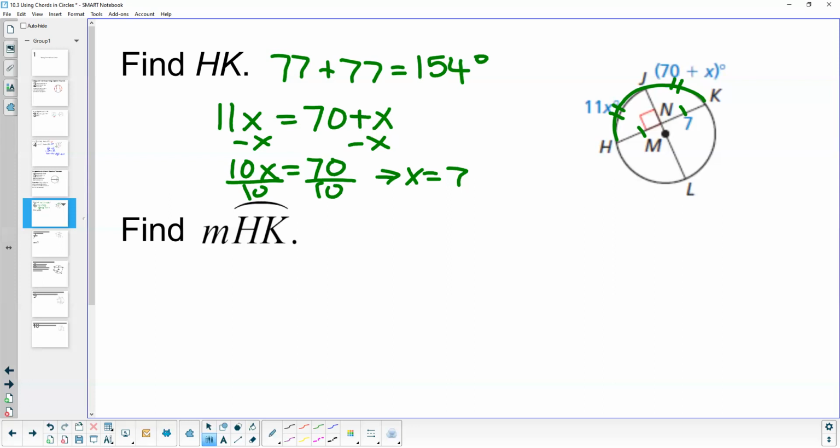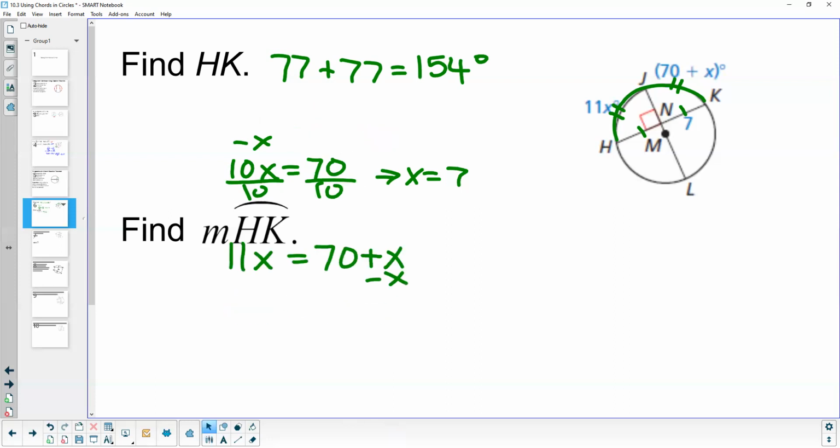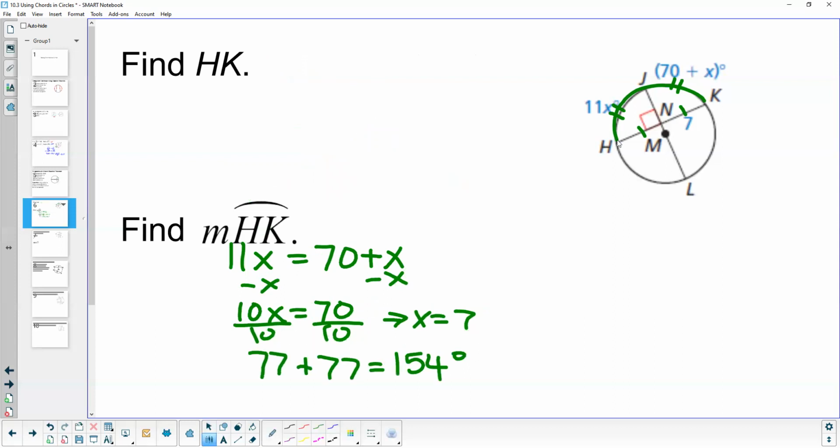Oh no, we were finding the measure of HK. Sorry, this whole step here is actually for our other problem. Oops, my bad. When we're talking about HK here, this is the segment, and the segment is referring to our chord in this problem.